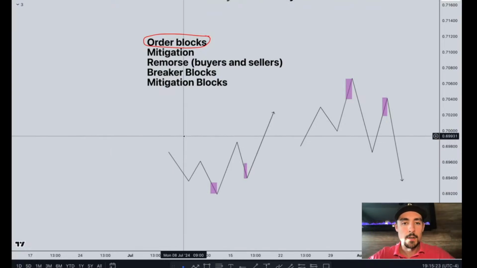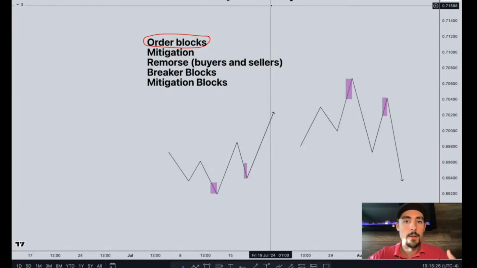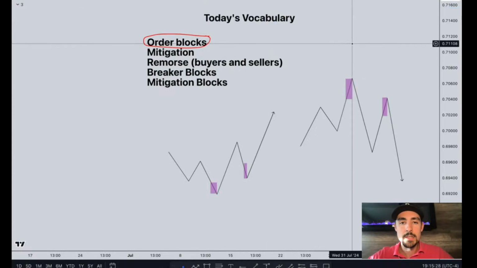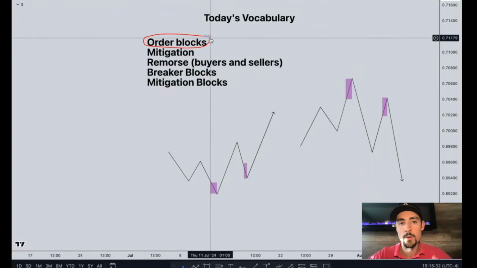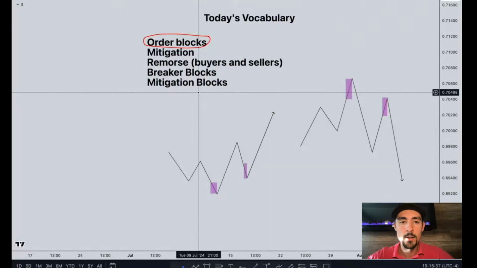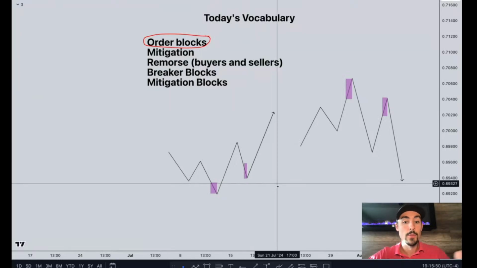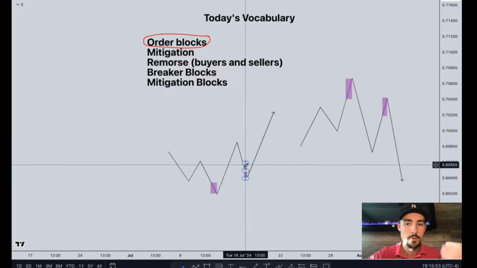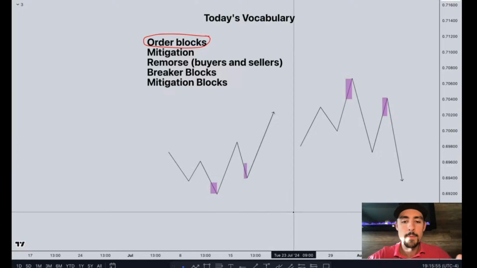Now, one thing we talked about in the very first market maker methods session was the significance of liquidity captures with order blocks. The cool thing with just about everything we have on screen here, with the vocabulary and what we're going to talk about in today's session, is that the best order blocks, the best breaker blocks, the best mitigation blocks happen in areas where liquidity has already been captured, or they're actually the catalyst to capture liquidity. So what do I mean by that?